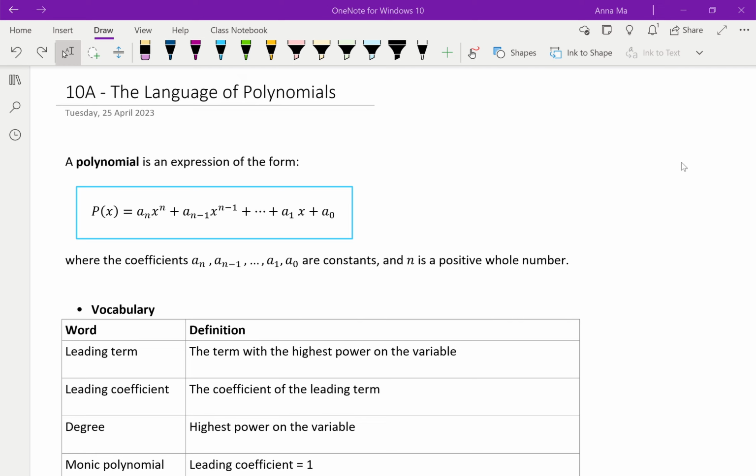Hello Year 11, welcome to the lesson for exercise 10.8, the language of polynomials. This exercise is just going to cover some basic definitions and vocabulary.